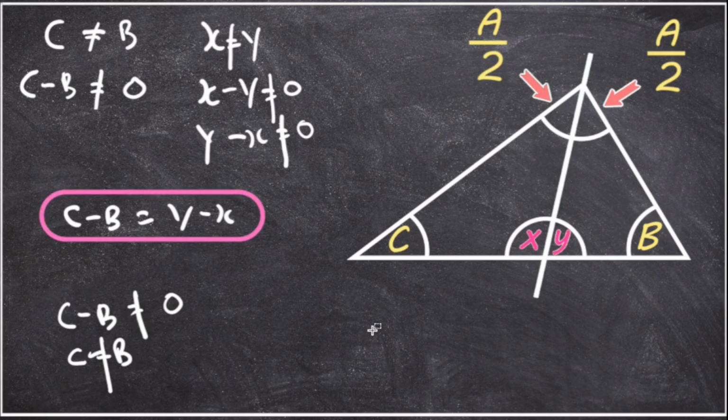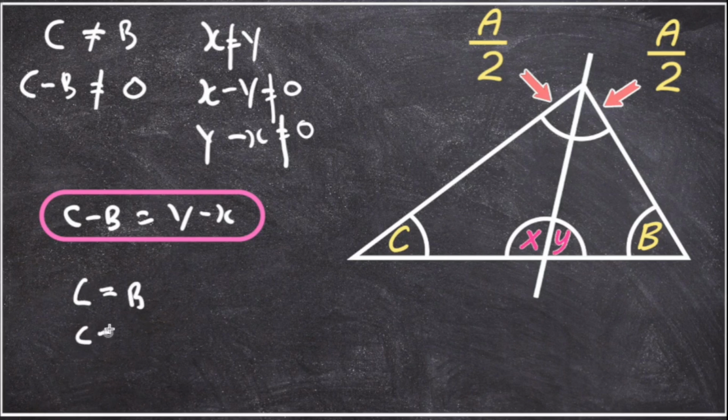Now, if the divided triangle is isosceles or equilateral, because in those triangle types the base angles are equal, C would be equal to B. And if C equals B, then C minus B must be equal to 0. But C minus B is the left-hand side of the equation, and the right-hand side of the equation is equal to the left-hand side of the equation, so that must mean that Y minus X must be equal to 0, and if Y minus X equals 0, Y equals X.